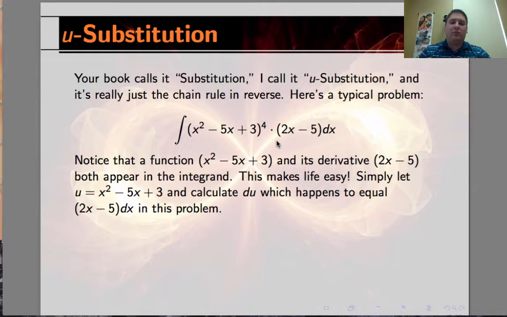Okay, so if we let u equal x squared minus 5x plus 3, then you remember we would need to calculate du, which is the differential of u, and du is always going to be f prime of x times dx. So I hope that this is making sense.